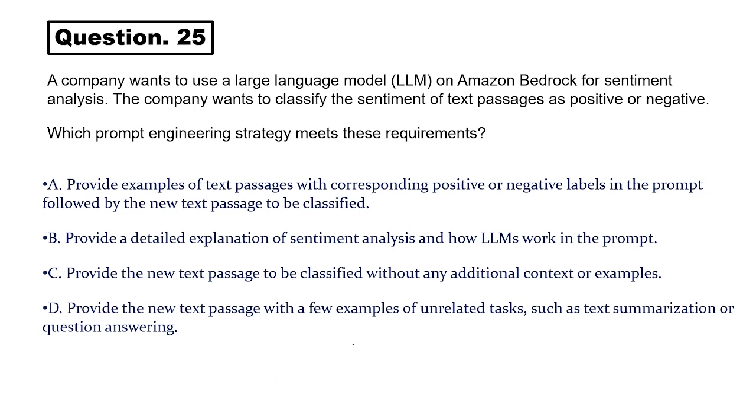Okay, now let me reveal the correct answer. The correct answer here will be option A. Provide examples of text passages with corresponding positive or negative labels in the prompt, followed by the new text passage to be classified. So this is the correct answer here. And this approach uses few-shot learning, where you give the model clear examples of text passages labeled with sentiments, either positive or negative. And by providing these examples in the prompt, the model is better able to understand the task, generalize it, and classify the text passages correctly. So this one is correct here.